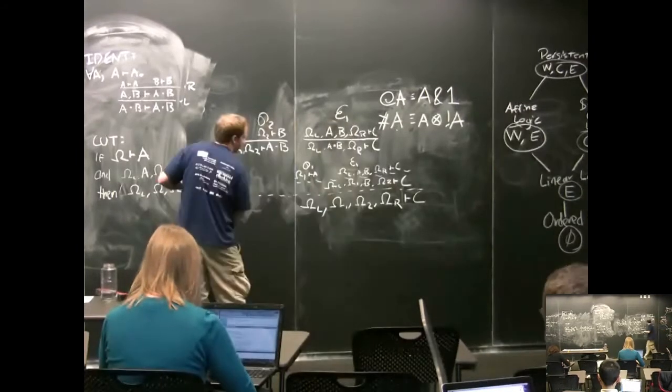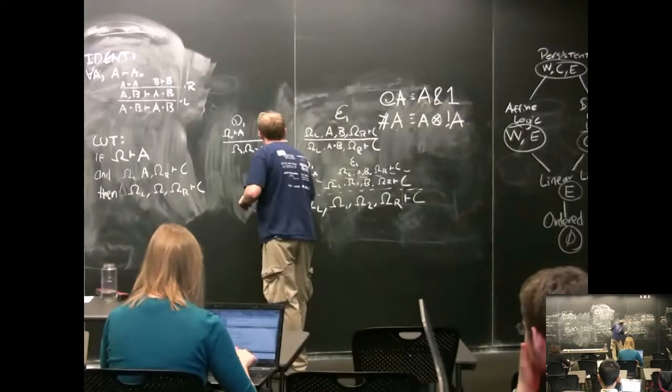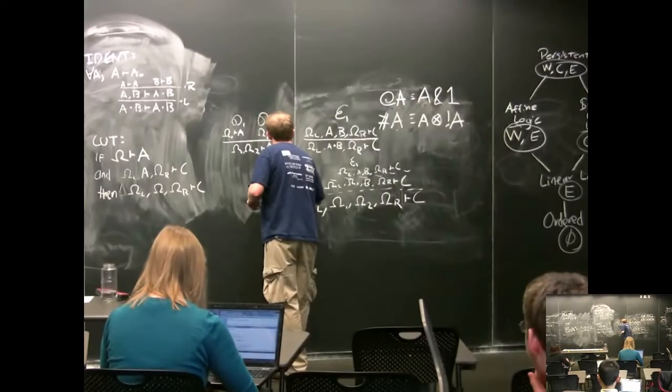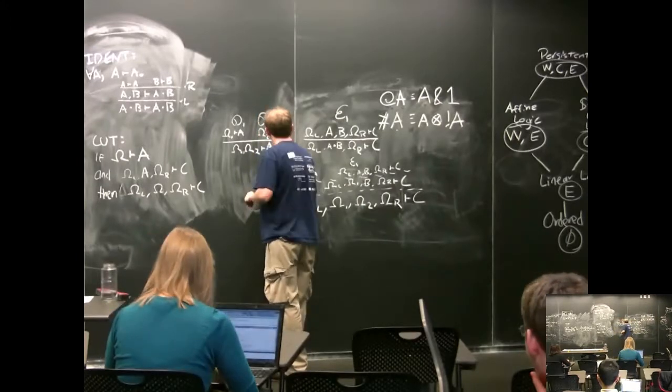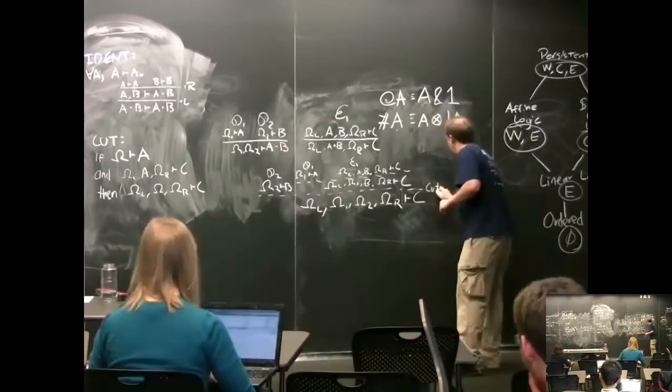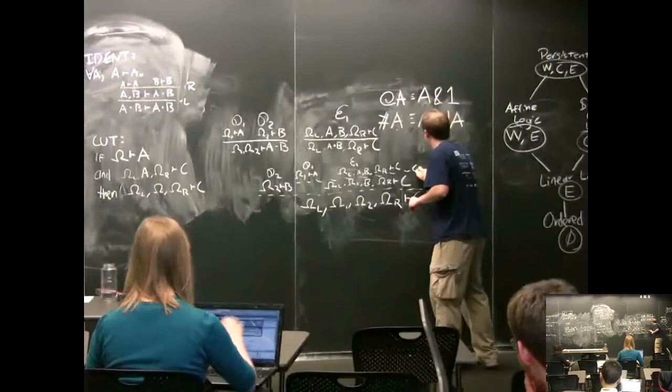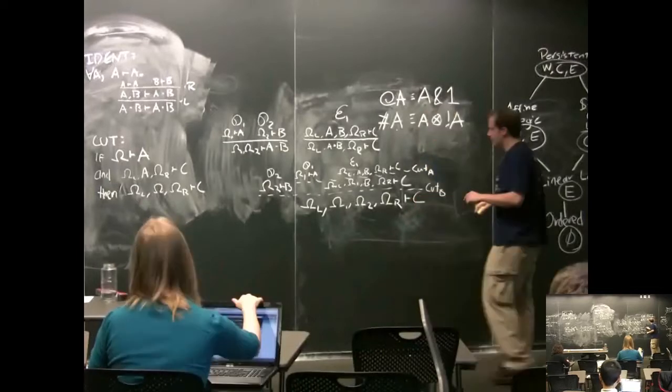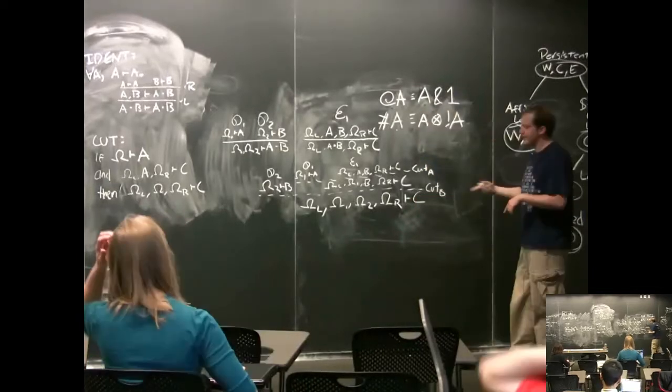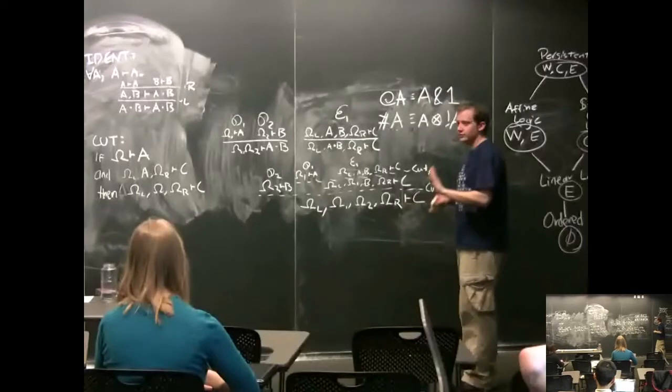Right, I cut against B. Omega 2 proves B, D2. And so this is a cut with the formula B, and this is a cut with the formula A. And so again, I'm cutting the output of a cut. Why is this okay here? The principal formula got smaller.